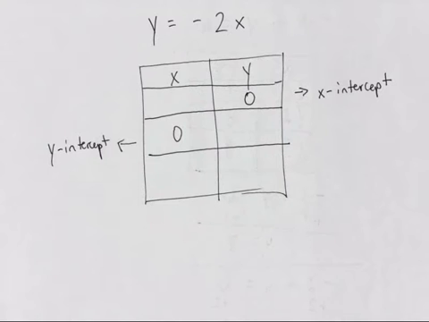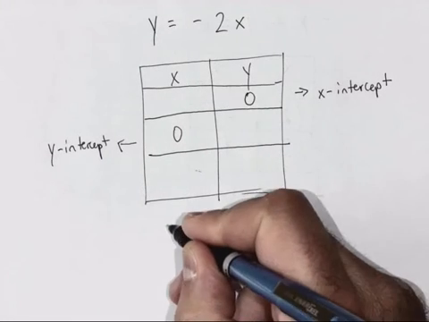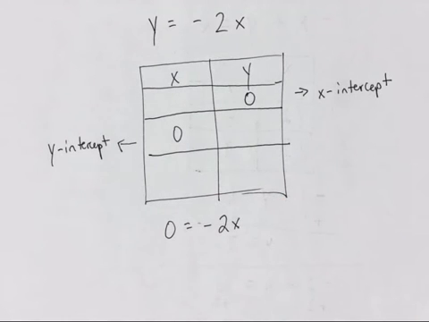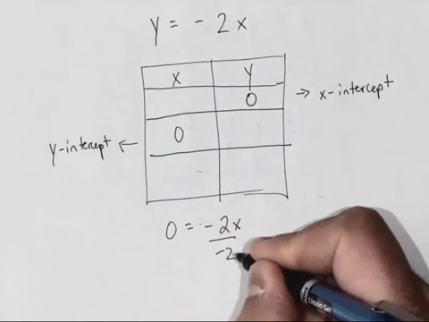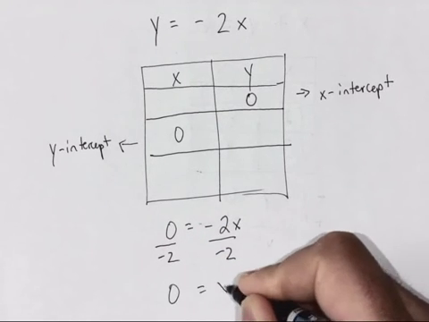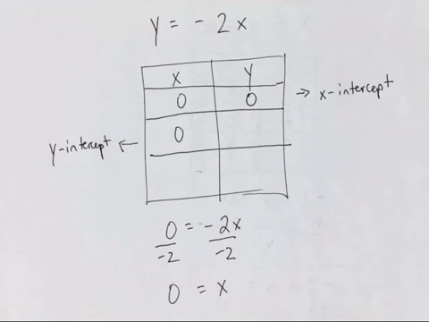So let's do that. So let's plug 0 in for y. Solve for x. So 0 equals negative 2x. Divide by negative 2. So 0 equals x. So then that is our x-intercept, 0, 0.